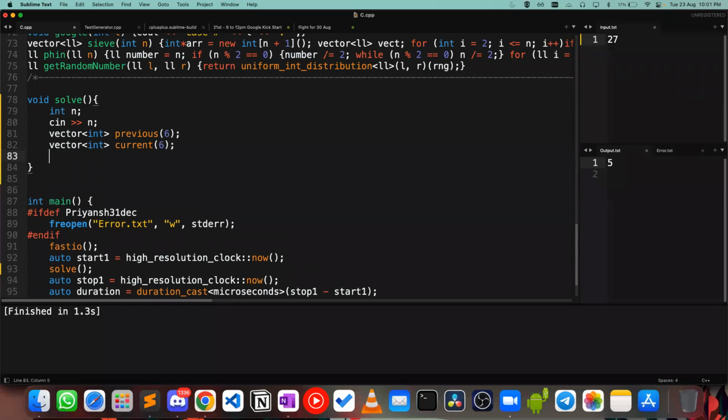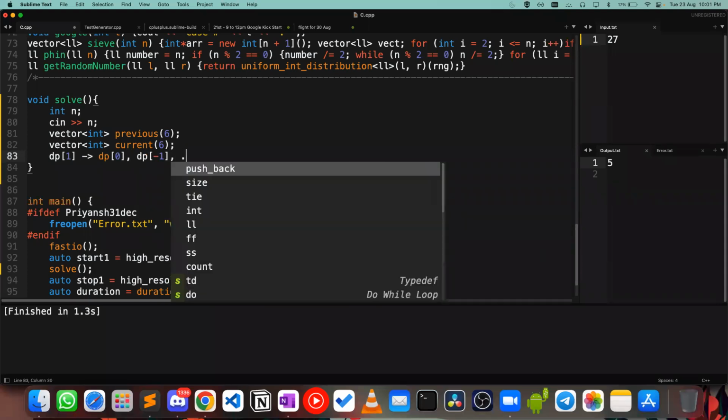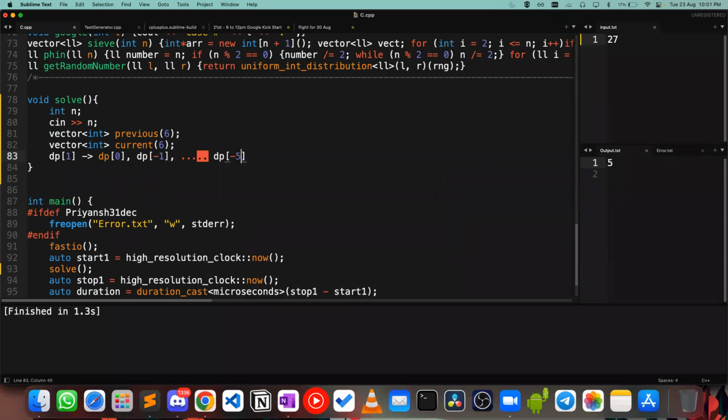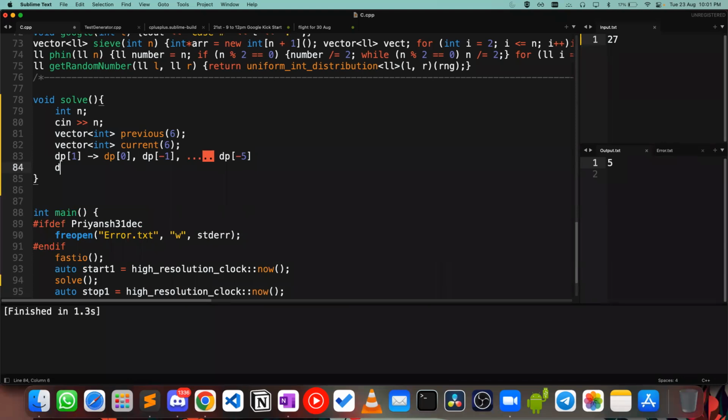So tell me one thing, when I'm trying to find out dp of 1, what do I need? I need dp of 0, dp of minus 1, so on up till dp of minus 5. These are the states that I need, right? If I talk about a general transition. Is this correct? Yes or no? But when I'm saying dp of 1 is dependent upon dp of 0, dp of minus 1, what are these actual values?